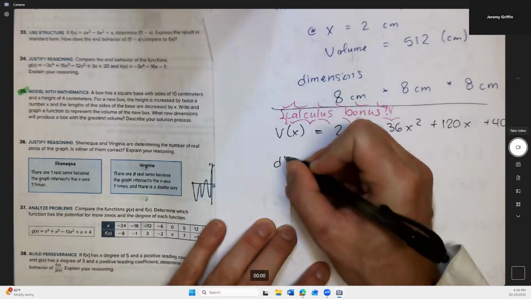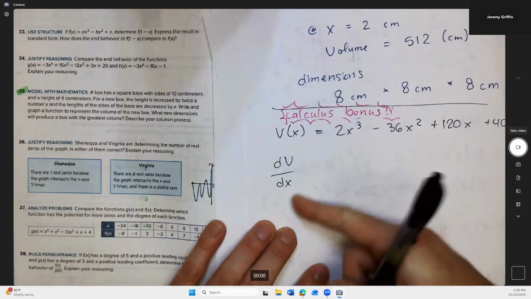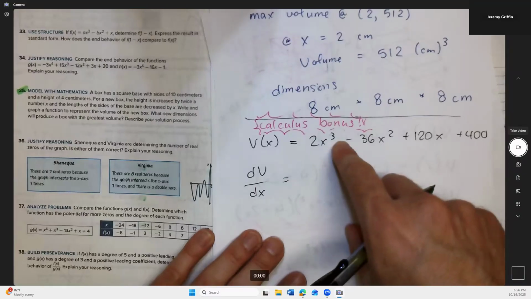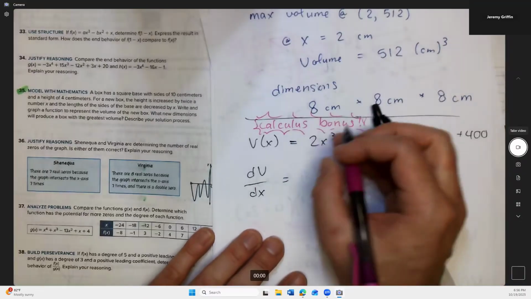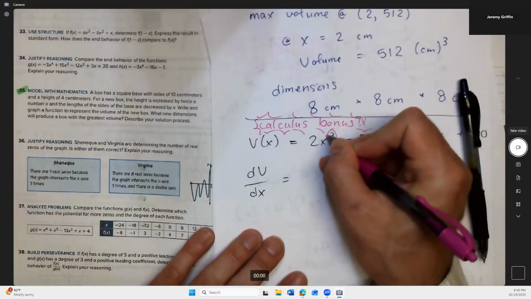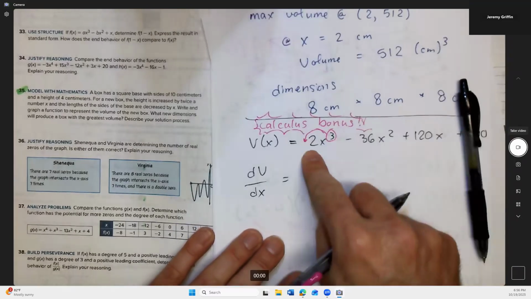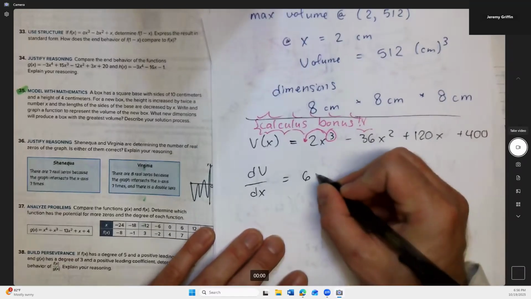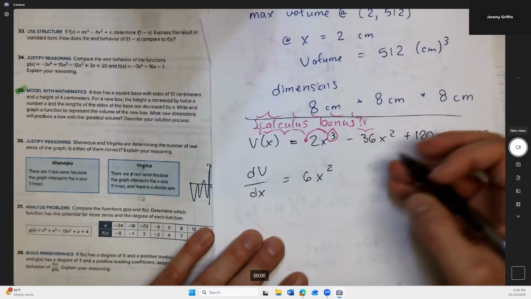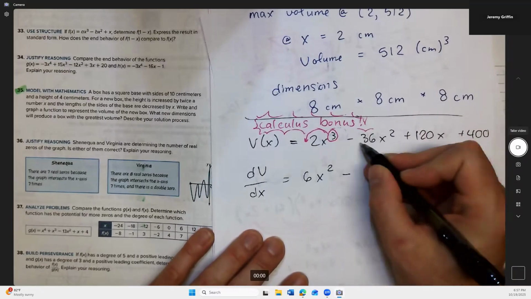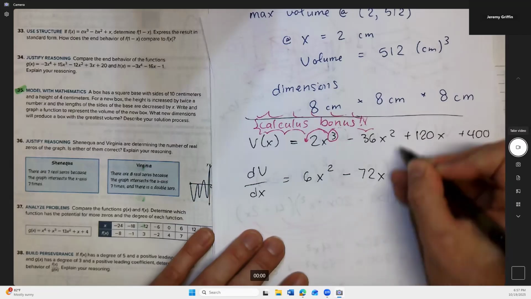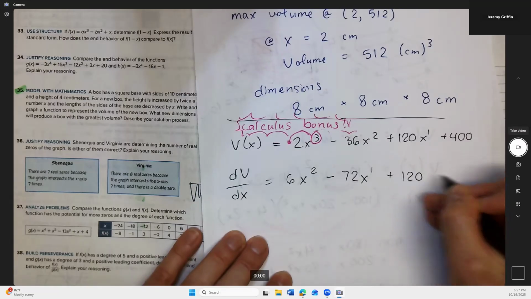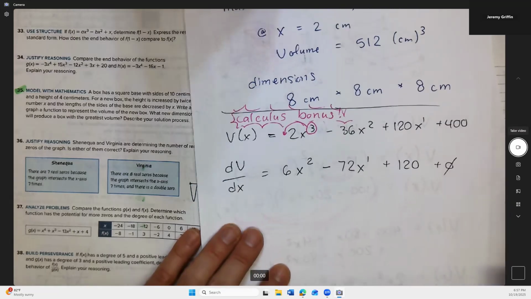So let's say the change in volume in terms of x is, now there's a funny calculus process you do. If you guys take calculus, you'll see this. There's a way to take rates of change of polynomials. You take that power and put it in front, so 3 times 2 gives you 6. Then you subtract 1 from the power. Same thing here, so leave the minus. 2 times 36 is 72, x to the power 1. This is x to the 1. So that's plus 120. And then the constants always go away.